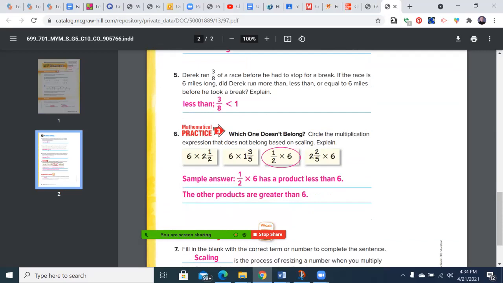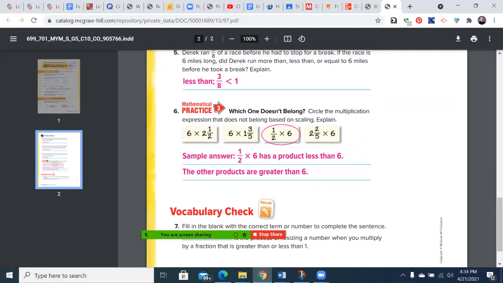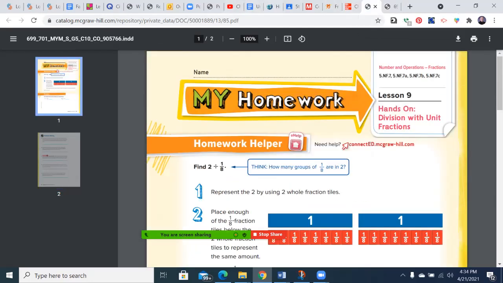So you can look and see some explanation of what we were multiplying by. This is the only one where you're multiplying by a fraction less than 1. Scaling was the vocabulary word that was found at the first page of the section. Let's take a moment to see what the assignment will be like today.